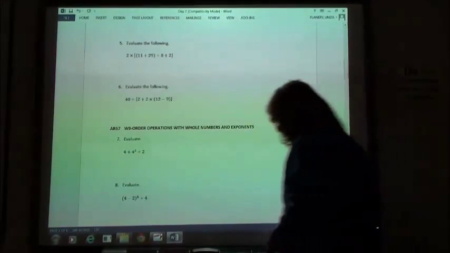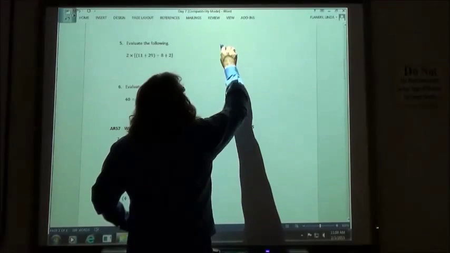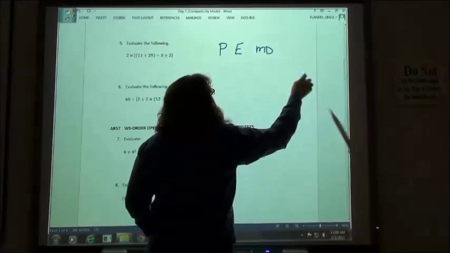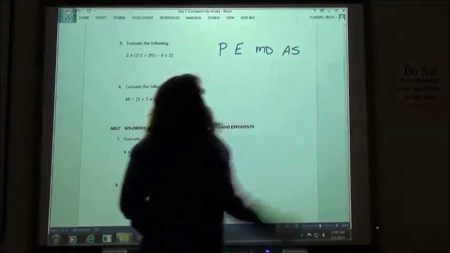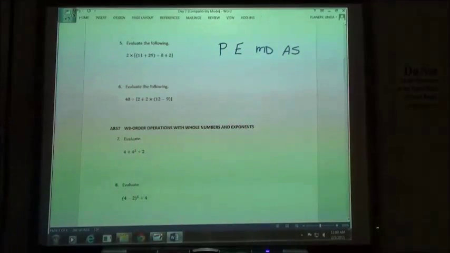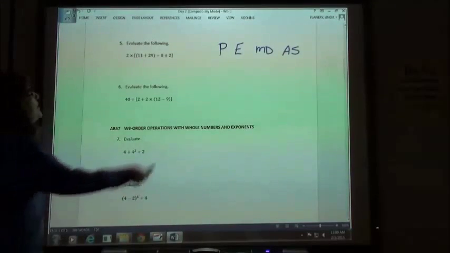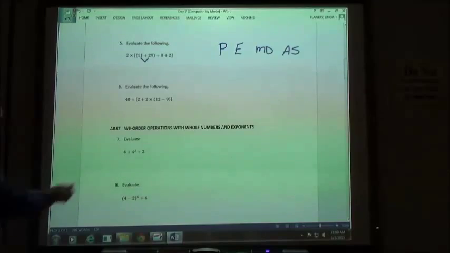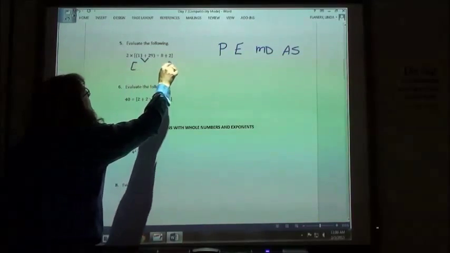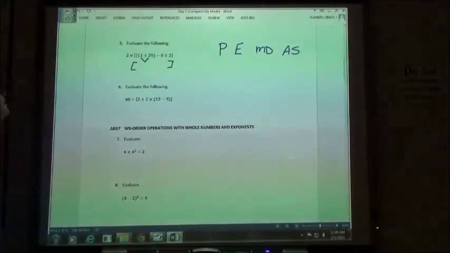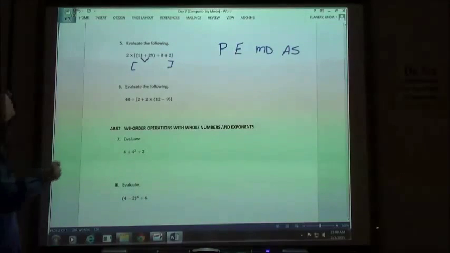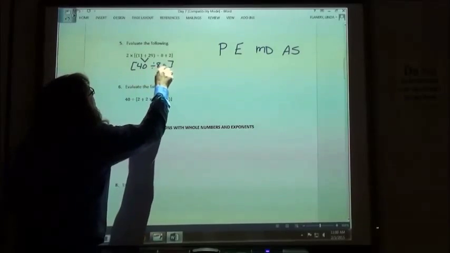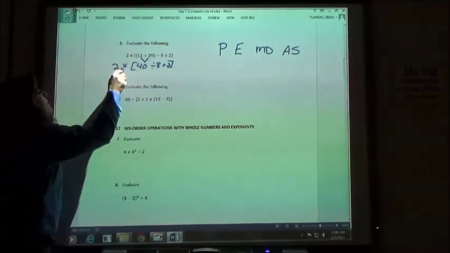Number 5, again following my order of operations. Parentheses, exponents, multiplying and dividing from left to right, adding and subtracting from left to right. I want to start in my innermost parentheses, so I'm going to start right here with the 11 plus 29. Need a little more space on that one. 11 plus 29 would give me 40, so I have 40 divided by 8 plus 2, and that 2 times is in front.